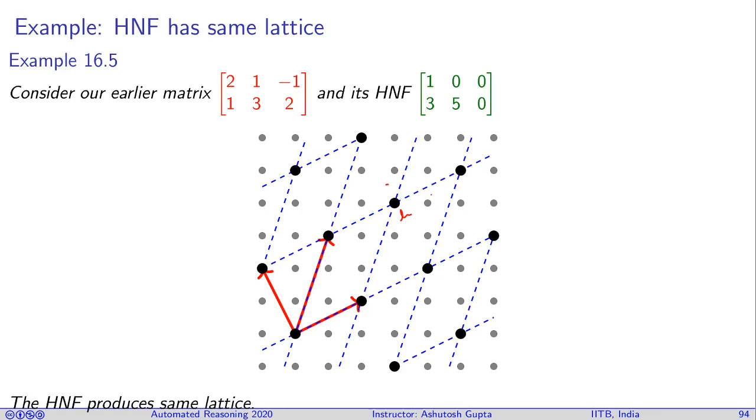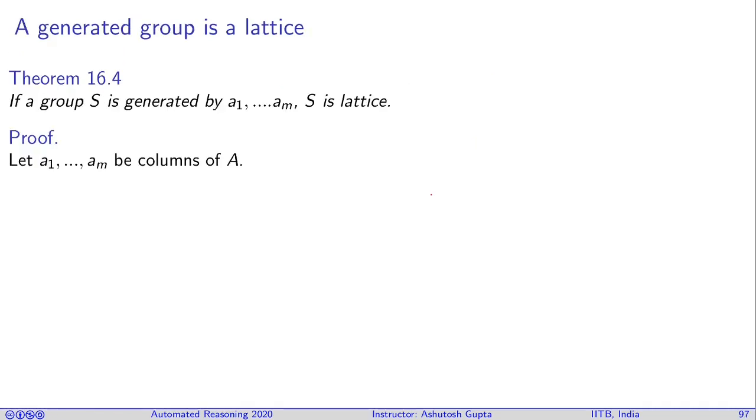And if you do the HNF form, it may not be surprising to see that the lattice generated by the green vectors is the same as the grid generated by the red vectors. HNF preserves the lattice generated by the original matrix. So now a natural question comes along. If a group S is generated by a1 to am, then is S a lattice?